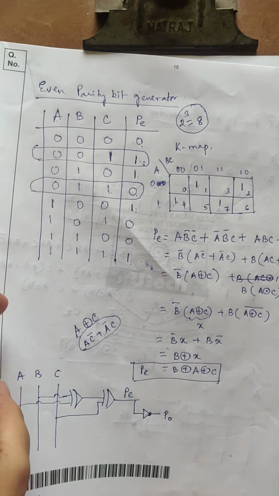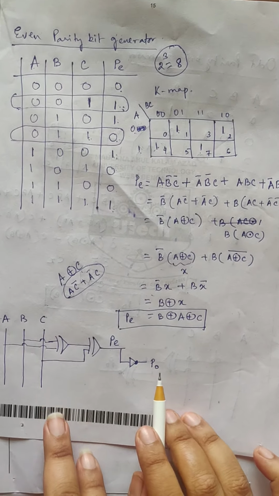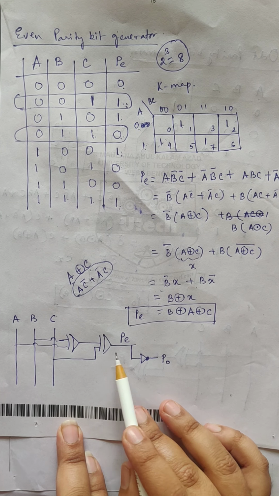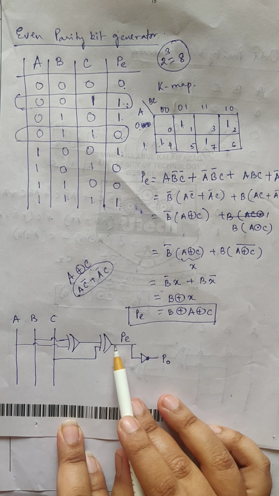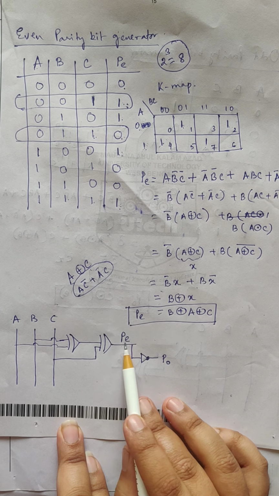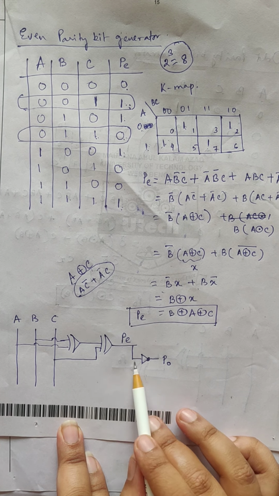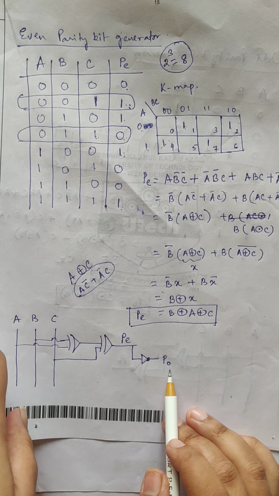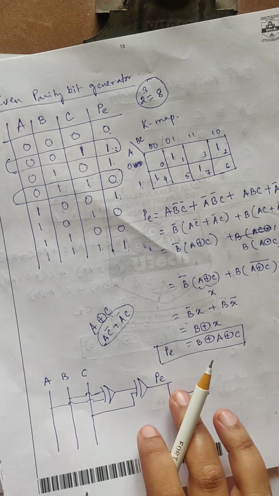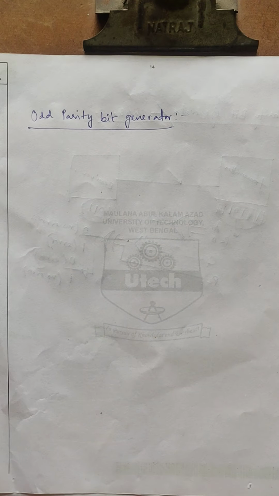I was saying that the output of this final XOR gate is PE, the even parity generator. Just the NOT gate of the even parity generator will give me an odd parity. That means the complement of my even parity gives me an odd parity. Now how to show that?